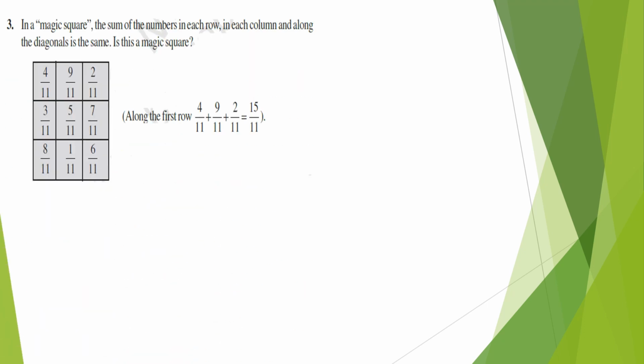Now we move to question number 3, on a magic square. Magic square means the sum of numbers in each row, each column and along the diagonals is the same. If it is the same, then we can call it a magic square. Our question is whether the given square is a magic square or not. So for that we have to add row wise, column wise and diagonal wise all the fractions. If you get the same answer, it must be a magic square.